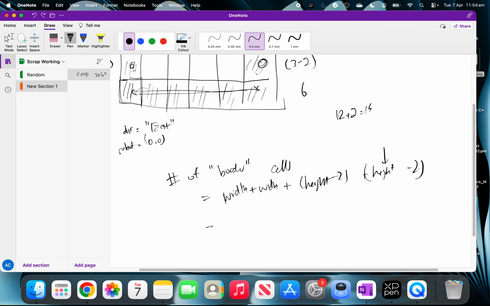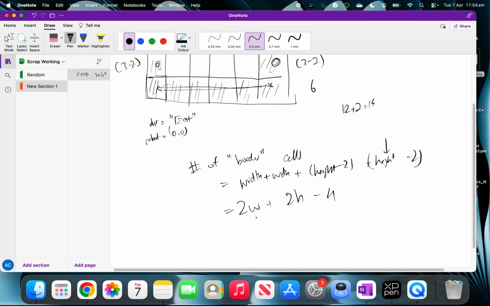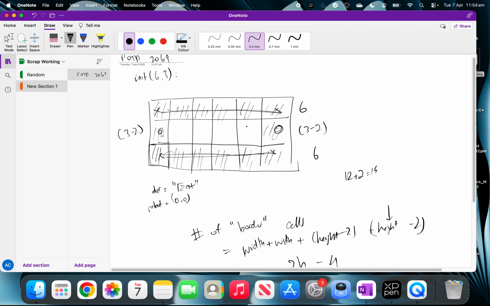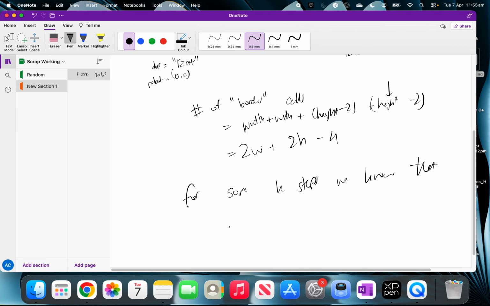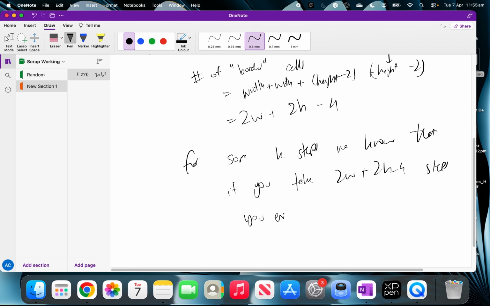Okay, so we have 2 lots of W plus 2 lots of H minus 4. So that's how many border cells there are. The reason why I think that's good is because for some K steps, we know that if you take 2W plus 2H minus 4 steps, you end up in the same place. That's why I thought that was a good idea.